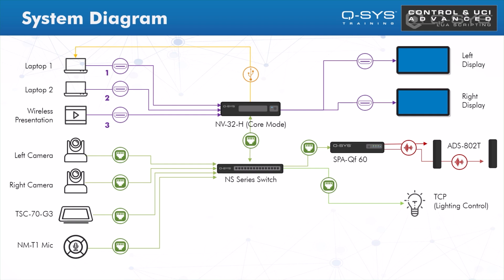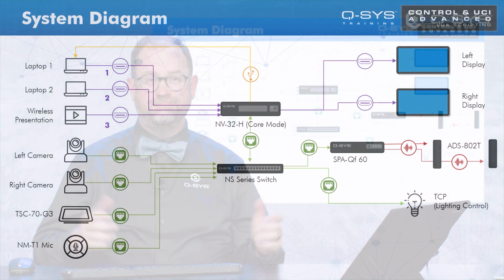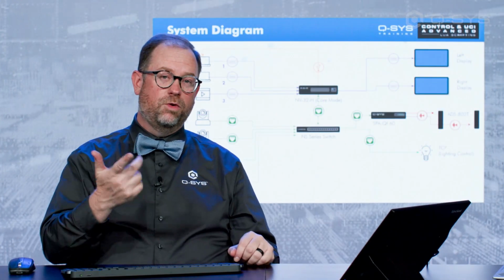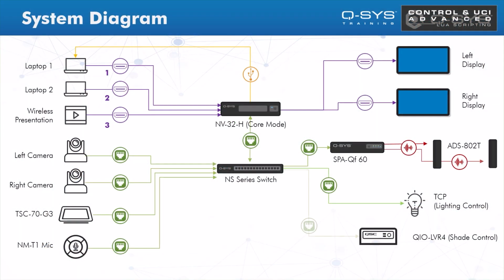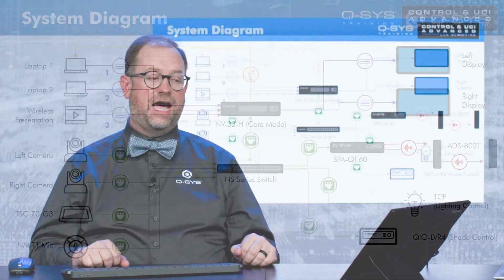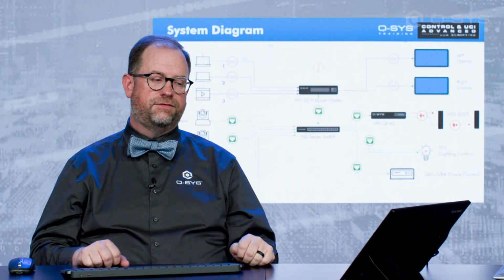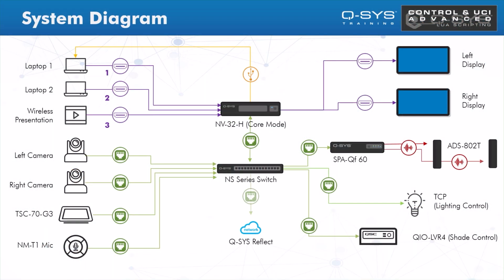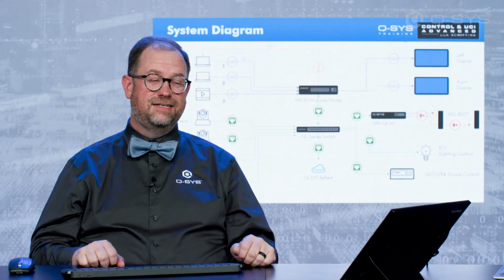Our lighting controller is going to be on the network. At least they say that's what they installed. We all know how it is doing third-party integrations. You see what happens, and we're going to see what happens as well. We also are going to make use of a QIO box. Yes, a QIO LVR4 that is going to enable us to have 4 low voltage relays for interfacing with our shade controller. And most importantly, we're going to connect to Q-SYS Reflect, because Q-SYS Reflect is one of the very best things about Q-SYS.